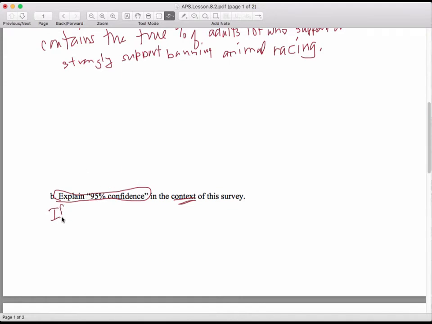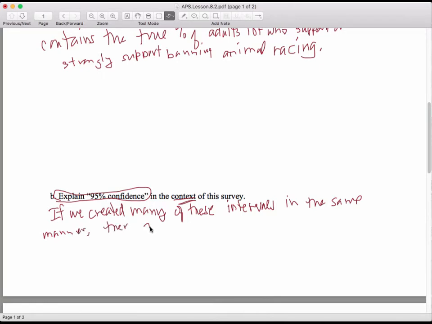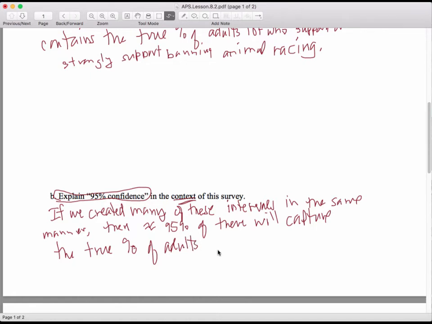So I think I would start something like that. If we created many of these intervals in the same manner, then approximately 95% of them will capture the true percent of adults that favor banning animal racing.